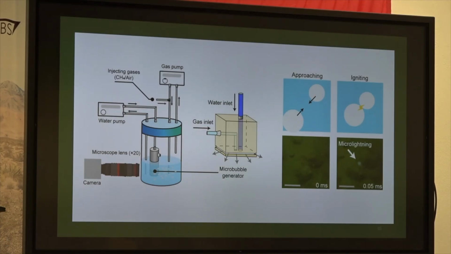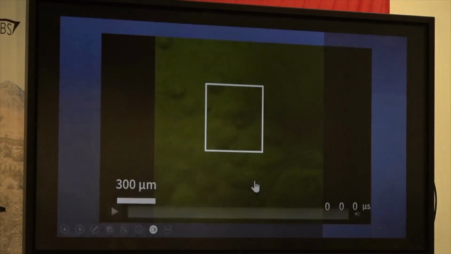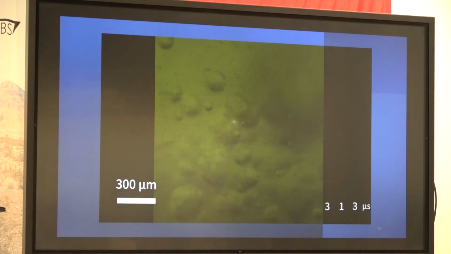Wow. What else can I say about this? I can tell you that this stuff really happens. This is ignition induced by interbubble discharging. Oh yeah, here's a video. This is bubbles. Please watch. This is timing. Look, see the timing in microseconds? Look, see the white? Okay, it's there.